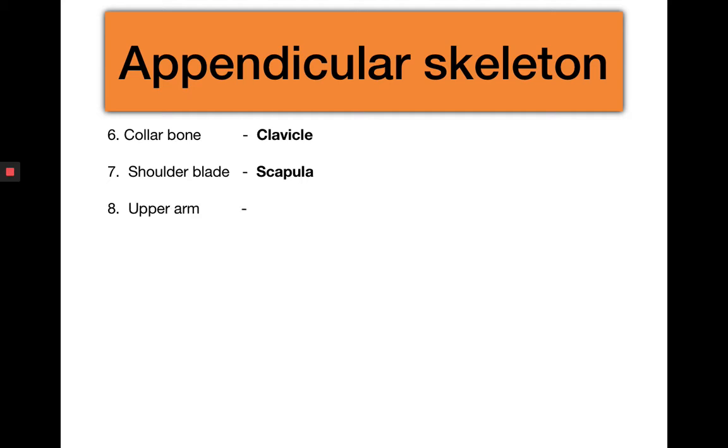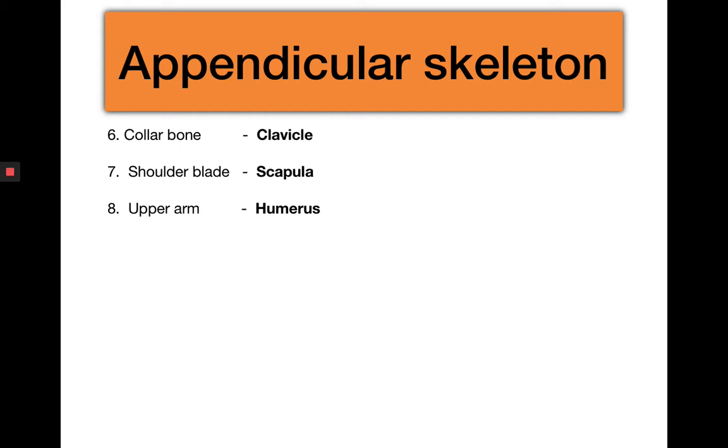Number 8 is pointing to the long bone in the arm, and that's called the humerus. At this point, it's important to know that we do have an anatomical position. The anatomical position is when the skeleton is standing upright with the feet together, the arms by the side, palms forward, thumbs facing out to the side away from the body, and the fingers extended.